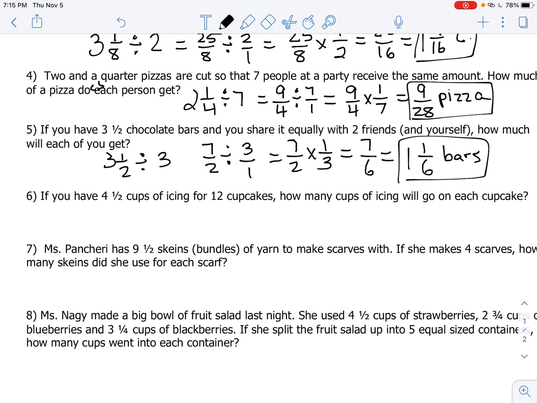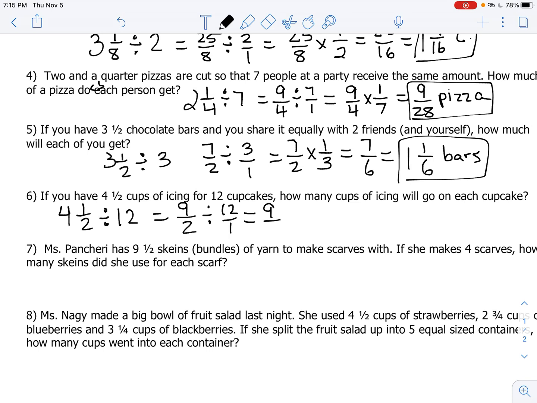Number 6, if you have 4½ cups of icing for 12 cupcakes, how many cups of icing will go on each cupcake? So we're going to take our total amount of icing and split it into 12 equal groups. So let's change that 4½ into an improper fraction. 2 times 4 is 8, plus 1 is 9, so that's 9/2. And we're going to divide that by 12/1.